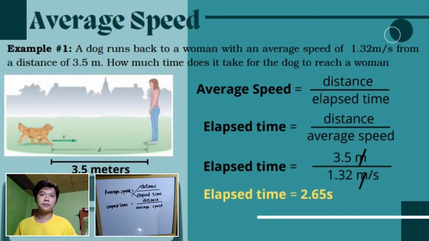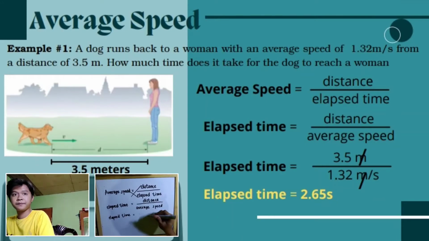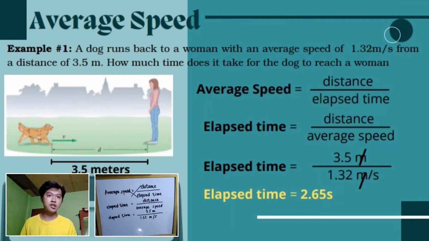We can see in the problem that the given is already provided, which is average speed of 1.32 meter per second and the distance is 3.5 meter. So we need to substitute it in the formula. So elapsed time is equal to 3.5 meter, our distance, over 1.32 meter per second, our average speed.